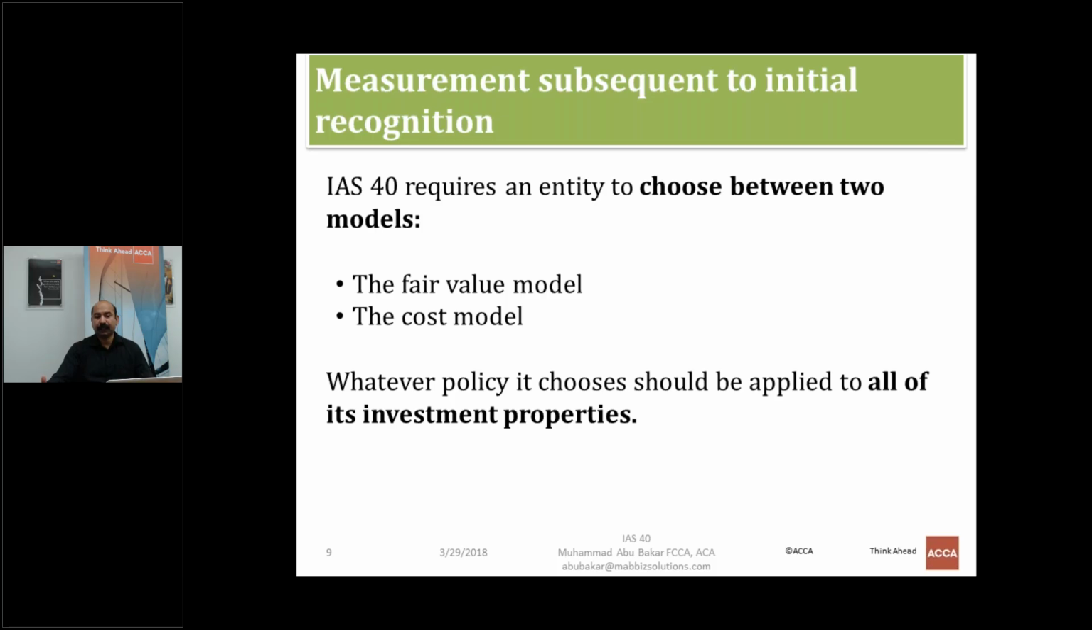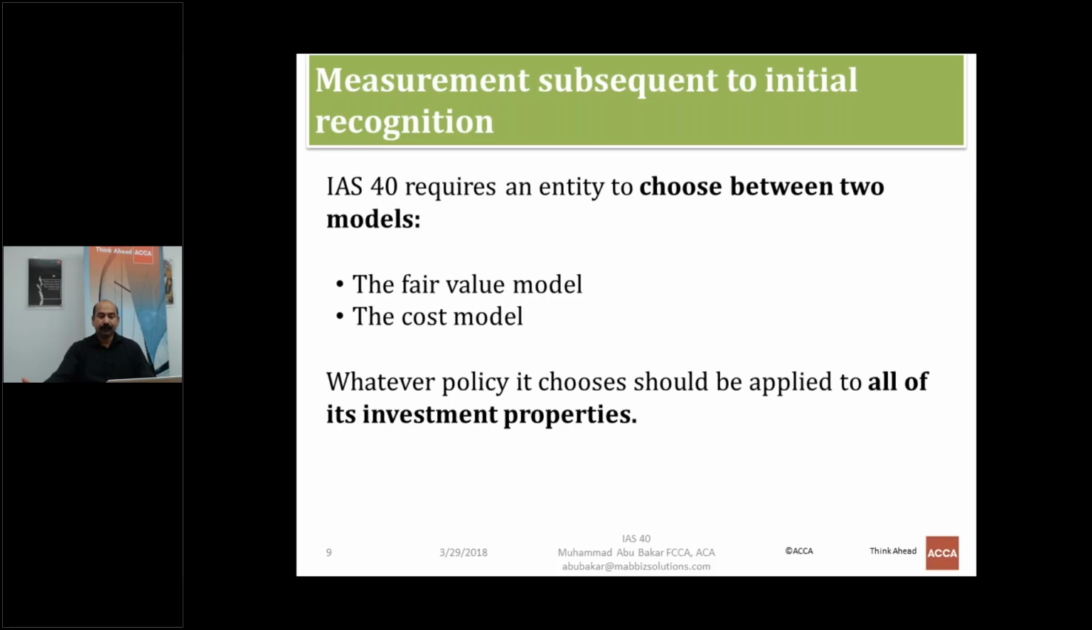And an entity is encouraged but not required to determine the fair value of investment property on the basis of a valuation by an independent valuer who holds a recognized and relevant professional qualification and has recent experience in the location and category of investment property being valued. When measuring the fair value of investment property in accordance with IFRS 13, an entity shall ensure that the fair value reflects, among other things, rental income from current leases and other assumptions that market participants would use when pricing investment property under current market conditions.